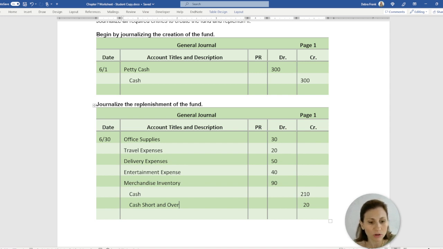But it's a combo account, shortage and overage. So it'll have debits and credits as we adjust. If it was a shortage, you would have plugged for a debit, okay? But in this case, it was an overage, so that's why we have a credit, all right?